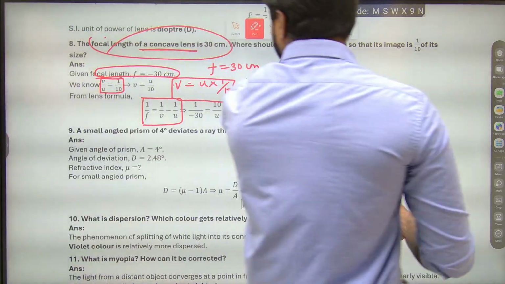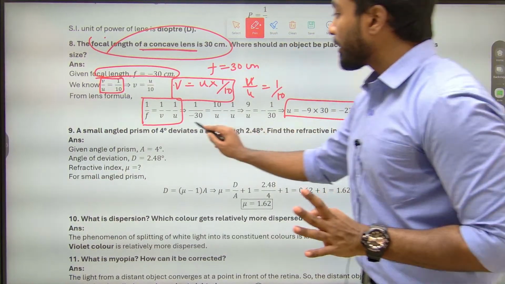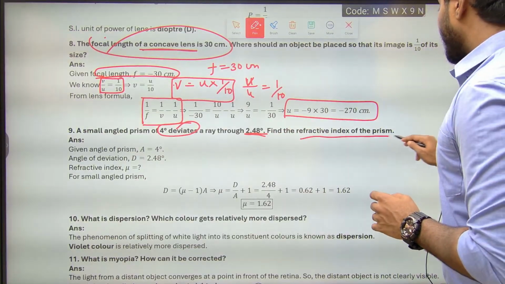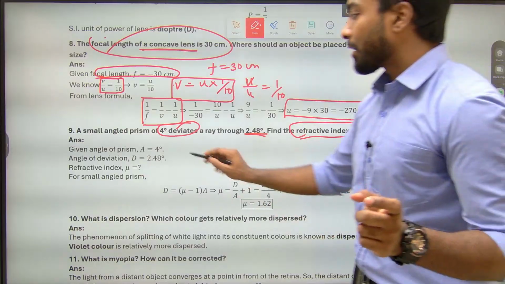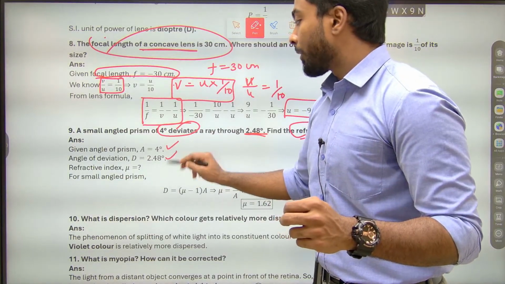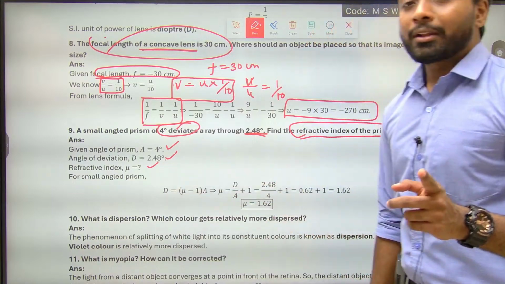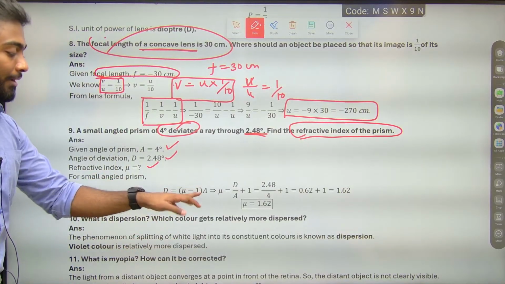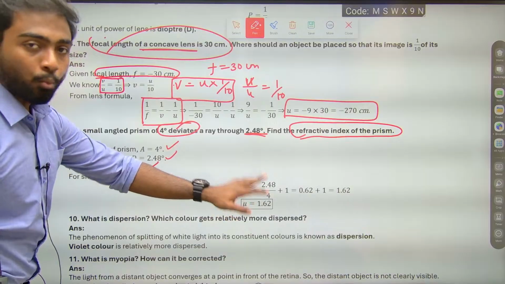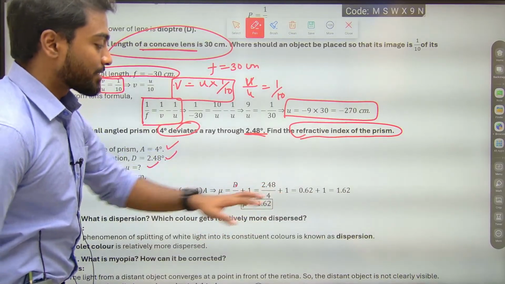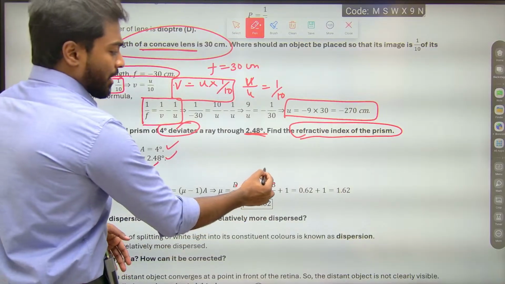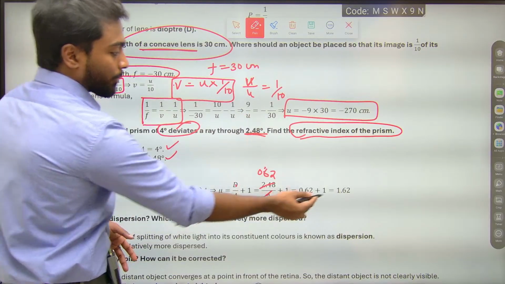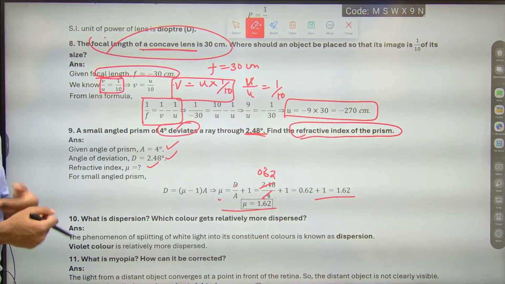Okay, and what about the 9th question? A small angle of prism that is 4 degree deviates a ray through 2.48 degree. Find the refractive index of the prism. So the angle of prism is 4 degree, the angle of deviation is 2.48, and the refractive index mu I need to find. So d is equal to A times (mu minus 1). So mu is d by A plus 1. So 2.48 by 4 plus 1, which gives 0.62 and 1.62. 1.62 is the refractive index, that's it.